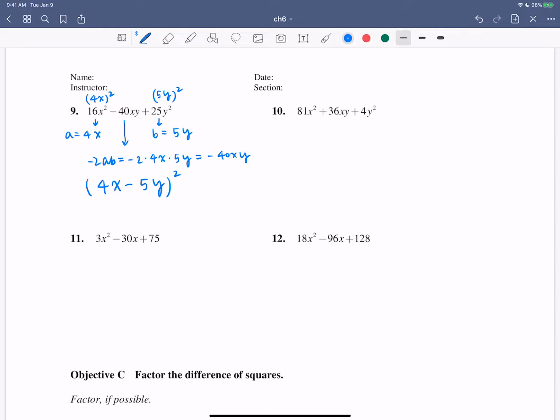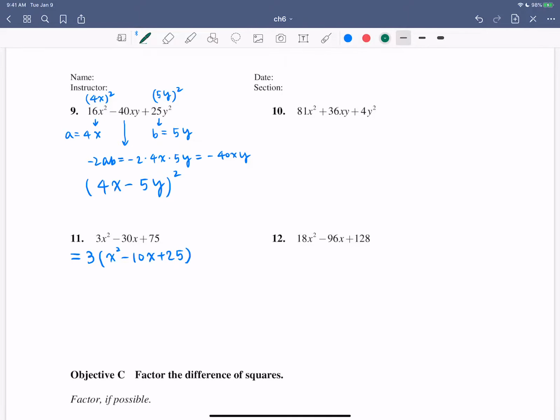Number 11. 3x squared minus 30x plus 75. First thing to do is checking out whether or not we have a desired form. This one might be a little bit tricky. If you just look at the first term and the last term, you will see, oh, none of them is a perfect square. Do I just write prime? Well, the answer is no. What you can do is factor out a GCF. So do not forget that for some trinomials, you could factor out a GCF. The GCF of this trinomial is 3. Once you factor out 3, we will have x squared minus 10x plus 25.